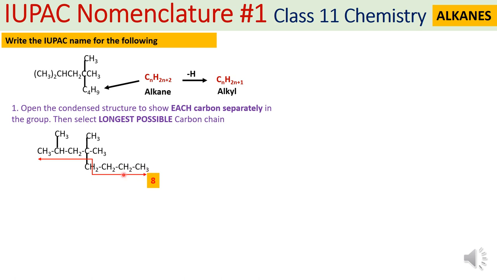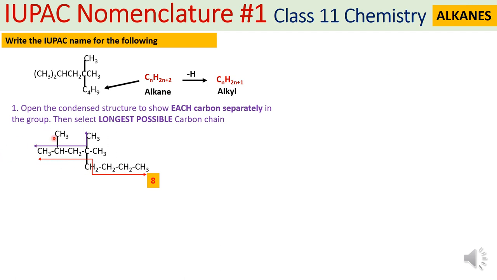1, 2, 3, 4, 5, 6, 7, 8 carbons are there. Okay, now let us see all possible carbon chains in this structure. The next possible carbon chain, 8 we already chose. Next chain is from here. When we are choosing, the guideline is the terminal group should be CH3 and CH3. So in all cases, the terminal has to be CH3 and CH3.